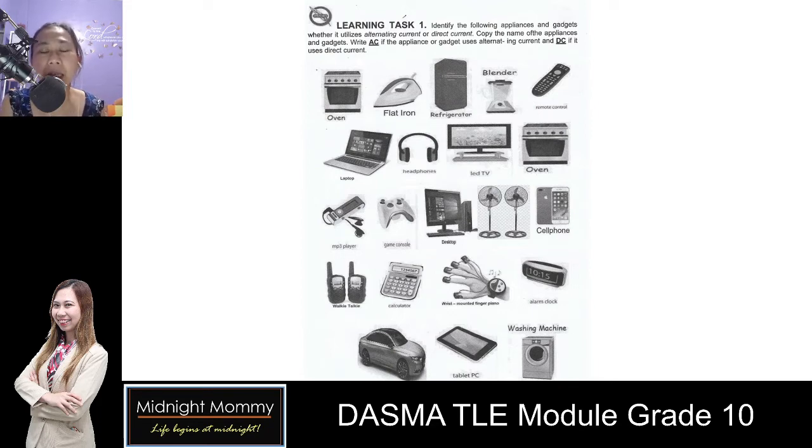Pag sinabi nating alternating current, ibig sabihin yung appliance mo, kailangan mo siyang i-plug sa isang outlet. Okay? Pero kapag sinabi nating direct current, ito yung mga appliances or gadgets na kailangan naka-battery siya. Okay? Battery operated kapag DC, ang alternating current is kailangan nakasaksak siya mismo sa outlet natin.